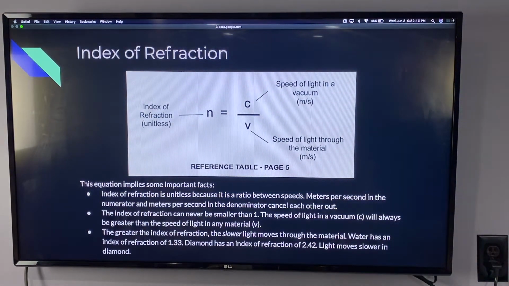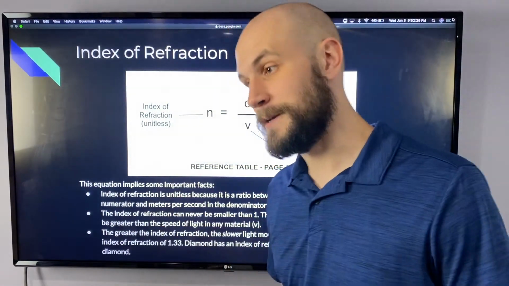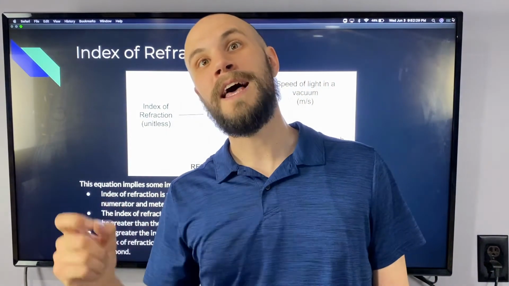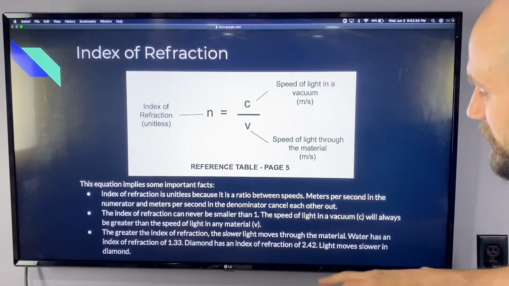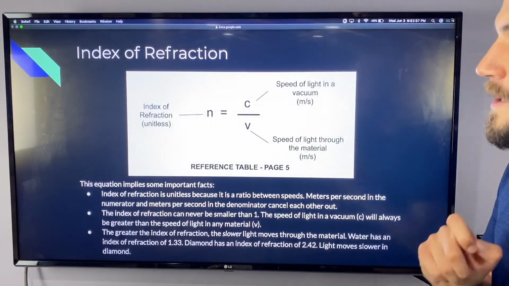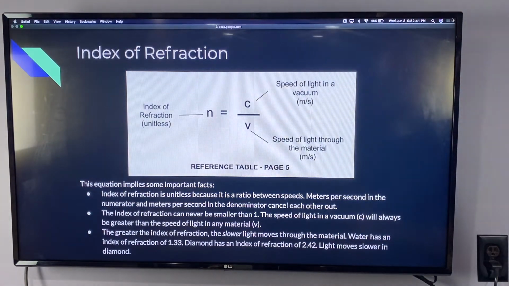Okay, so the greater the index of refraction, the slower light moves through the material. Water has an index of refraction of 1.33. Again, as we increase this number, the speed of light through that material is decreasing. Diamond has an index of refraction of 2.42. Light moves slower in diamond than it does through water.